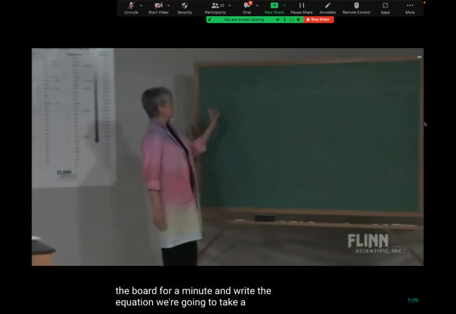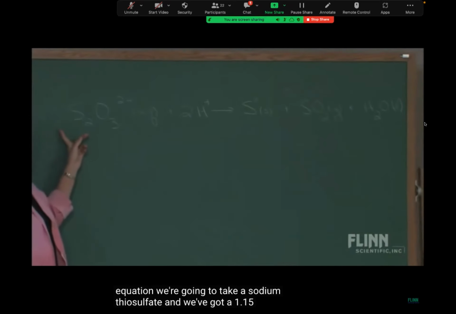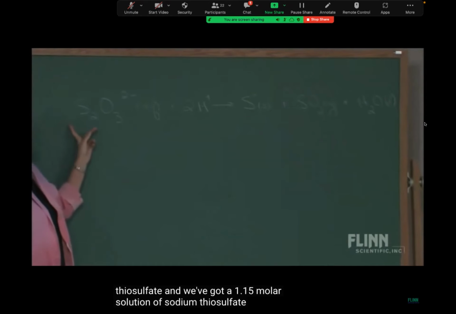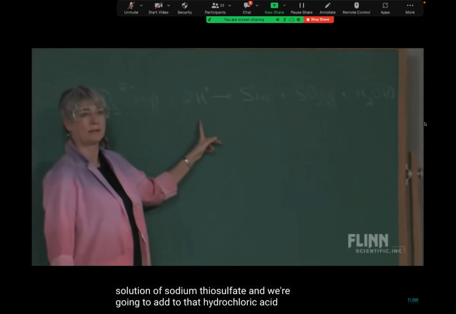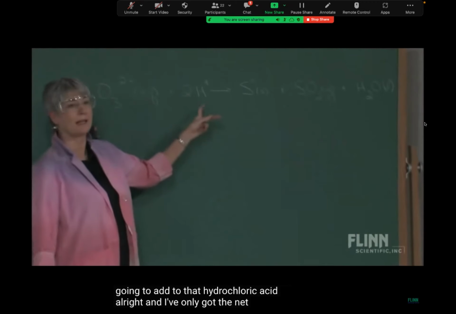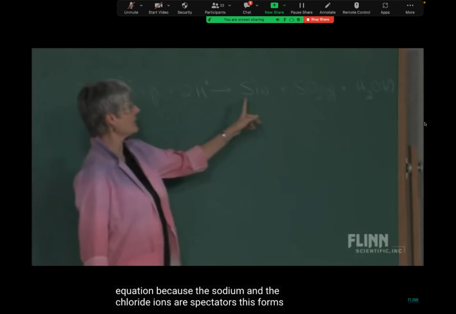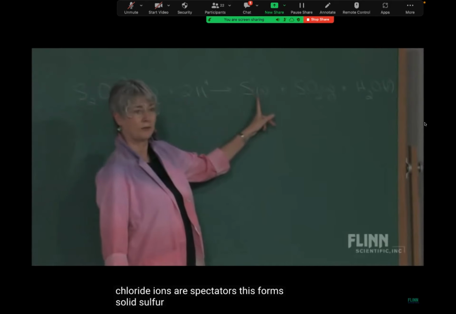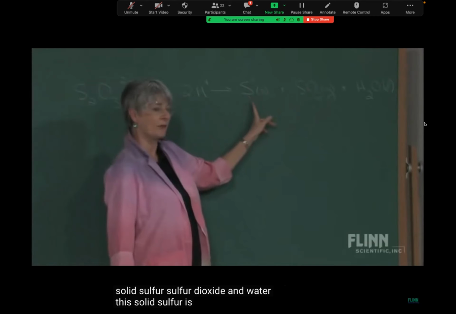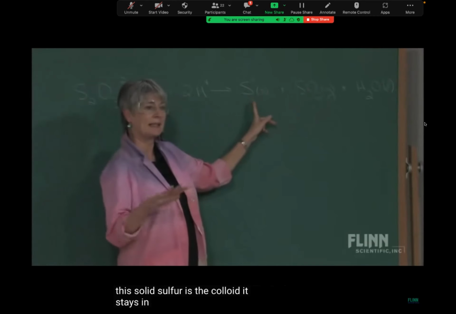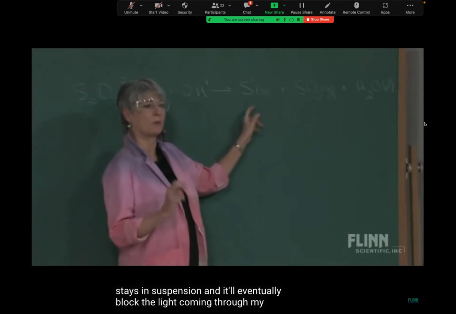We're going to take a sodium thiosulfate, and we've got a 0.15 molar solution of sodium thiosulfate. And we're going to add to that hydrochloric acid. I've only got the net ionic equation because the sodium and the chloride ions are spectators. This forms solid sulfur, sulfur dioxide and water. This solid sulfur is a colloid. It stays in suspension, and it'll eventually block the light coming through my beaker.